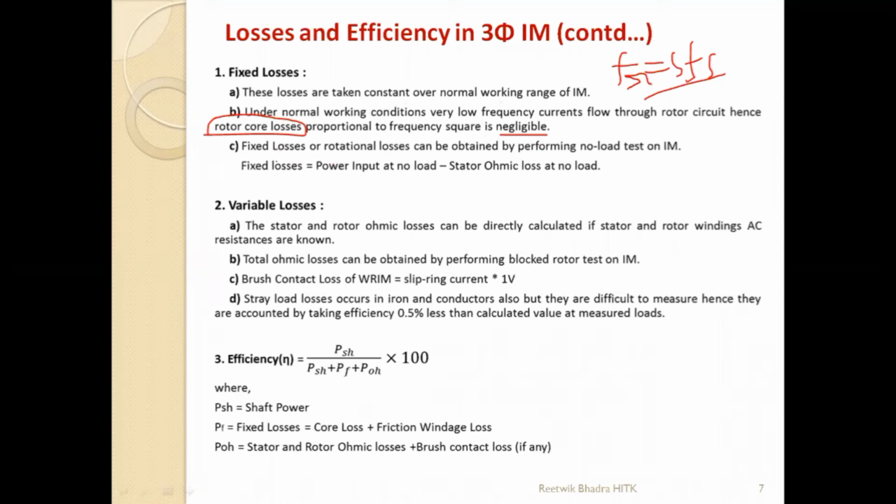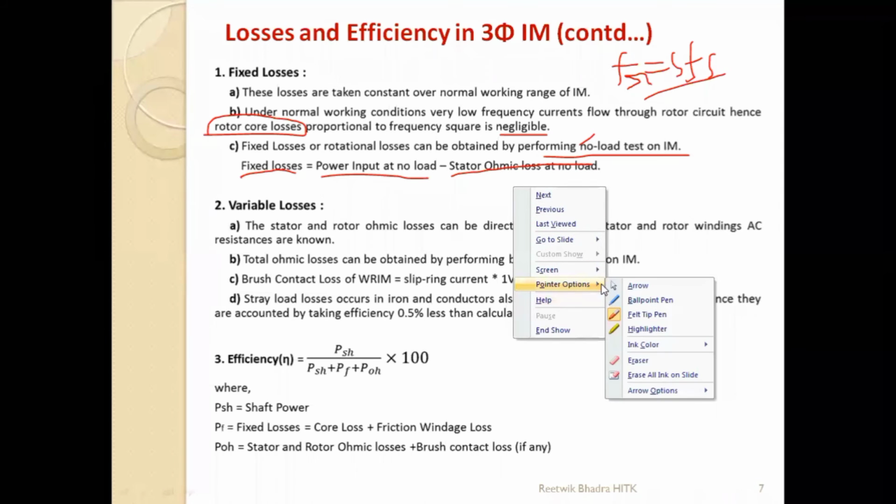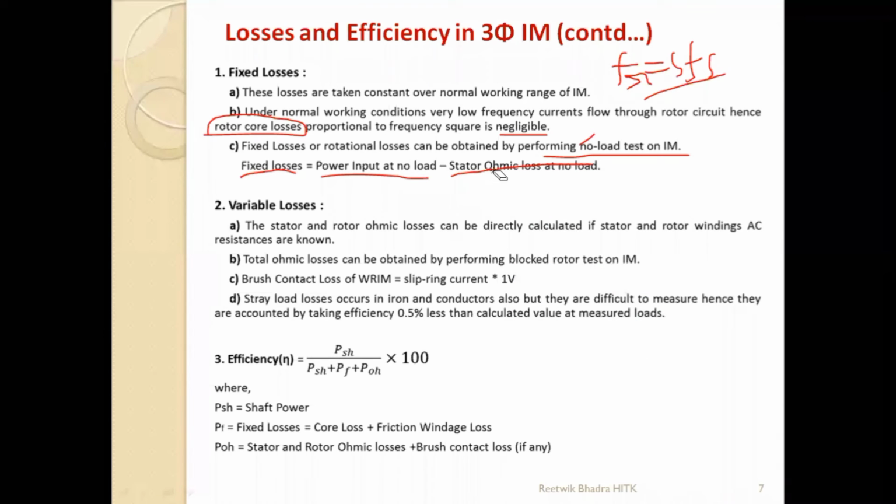Achha. How are fixed losses calculated? This is a formula which will be required in problems. Fixed losses are nothing but your core loss. If you recall, it is obtained by the open circuit test or no load test. So the no load test or open circuit test on an induction motor can give you your fixed loss. Fixed losses are given as power input at no load, whatever the wattmeter reads, minus the stator ohmic loss. Since I am giving a supply to the stator, I have to calculate the ohmic loss in the stator also.